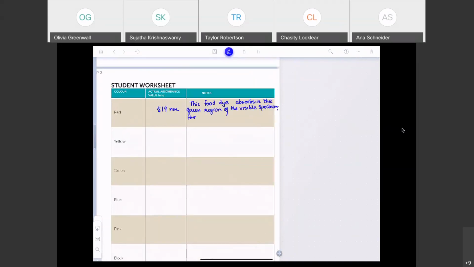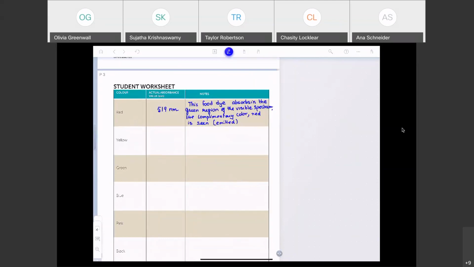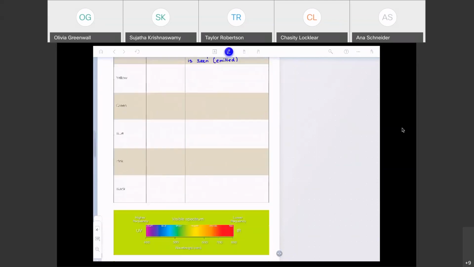The complementary color red is what is seen, or you can say emitted. So this is how you're going to fill out the rest of it. You do see a strange one there, black. So we'll look at that.